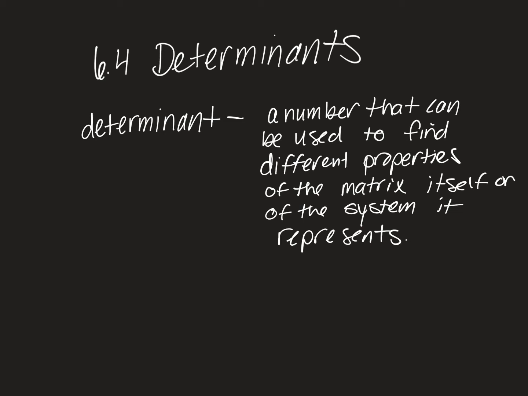All right, so for section 6.4, we are going to learn how to find the determinant. The determinant of a matrix is a number that can be used to find different properties of the matrix itself or of the system of equations that it represents, which we talked a little bit about in 6.1. But you can only find the determinant of a square matrix, like a 2x2 or a 3x3, and those are going to be the ones we'll primarily work with.